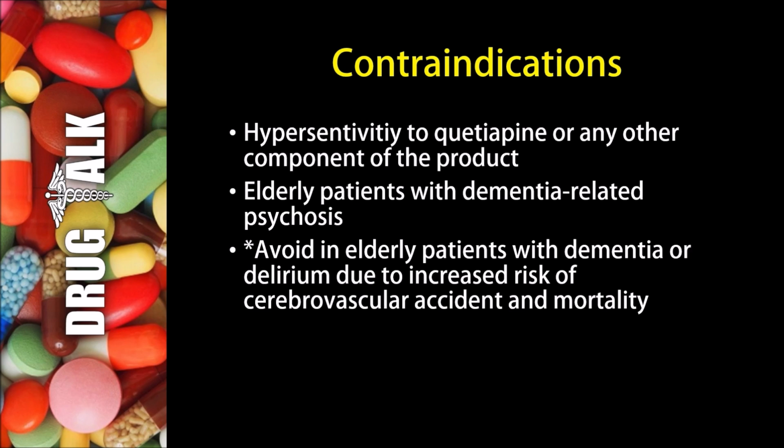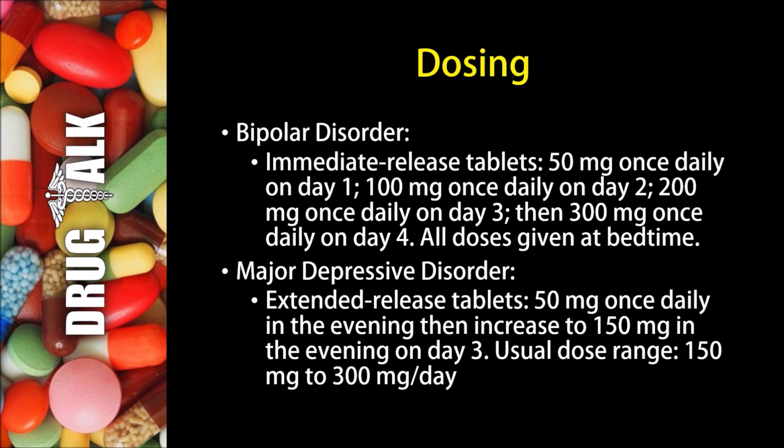So now some contraindications or reasons that the medication would not be able to be prescribed. The first would be an obvious one: if a patient had a hypersensitivity or allergy to quetiapine or any other component of the product. It's important to note here that elderly patients with dementia-related psychosis should not be given quetiapine. This one here I have an asterisk by because it's not clearly a contraindication, but it is noted that the medication should be avoided in elderly patients with dementia or delirium due to an increased risk of cerebrovascular accidents as well as mortality.